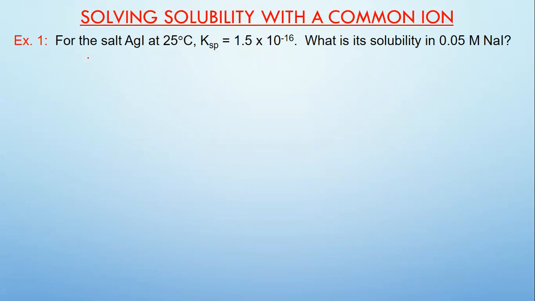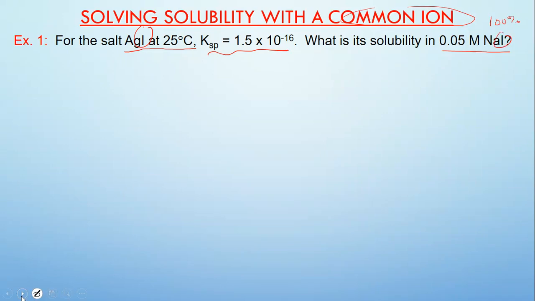All right, now let's look at one last example. Solving solubility, what if you have a common ion? So for this example, it says for the salt silver iodide at 25 degrees Celsius, the KSP is 1.5 times 10 to the negative 16. What is its solubility, though, if it's in a 0.05 molar sodium iodide solution? Now remember, sodium iodide is a very soluble salt. It will 100% dissociate. So this is where we're looking at Le Chatelier's principle and the common ion effect with a solubility problem. Notice these are two different salts, but they both have a common ion, the iodide ion.